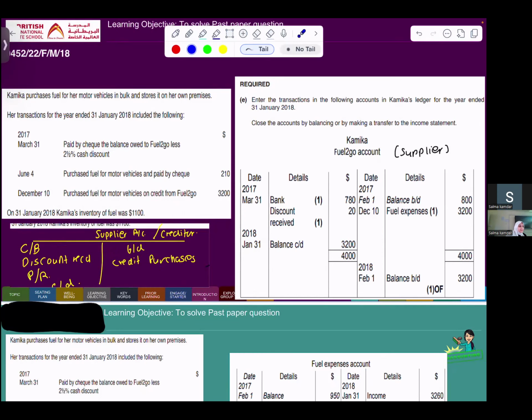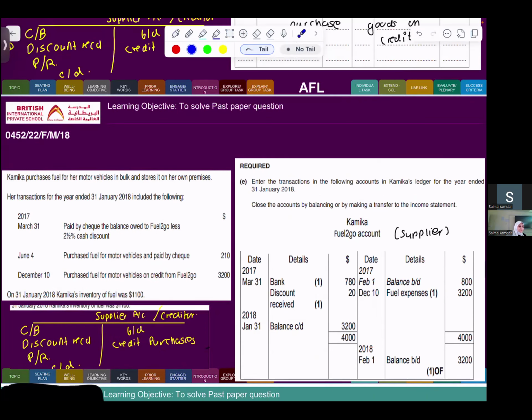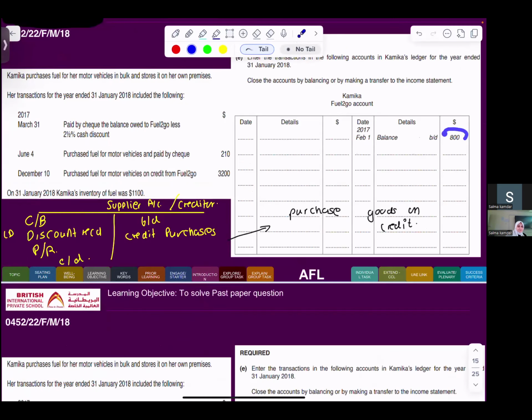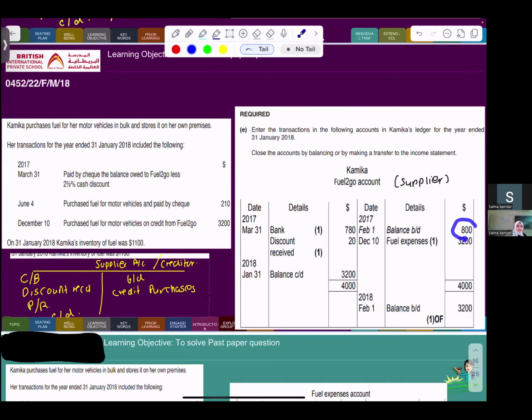So if you see, the balance was given to us over here. So the balance was paid. If the balance is here, you're going to pay it on the debit side. How much are you paying? Less 2.5% discount. So you're going to take 2.5% of this. That would be your discount received, and the balance you've paid.